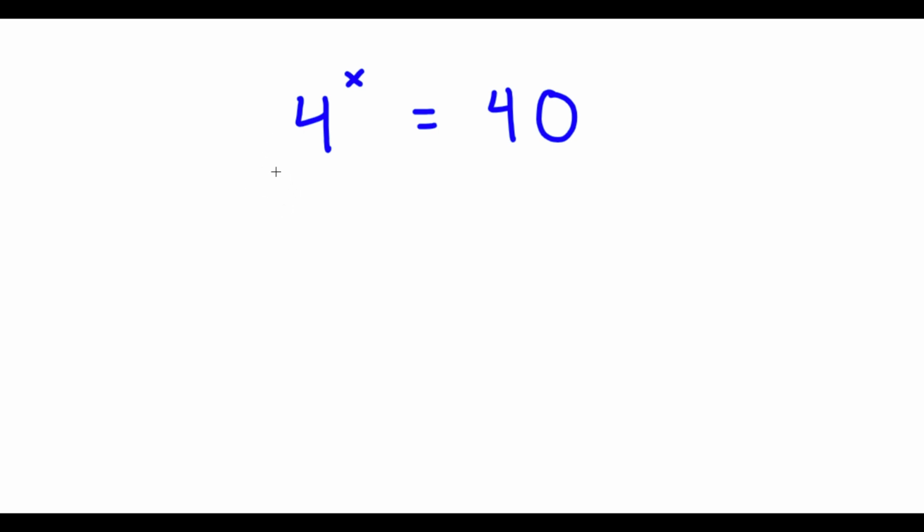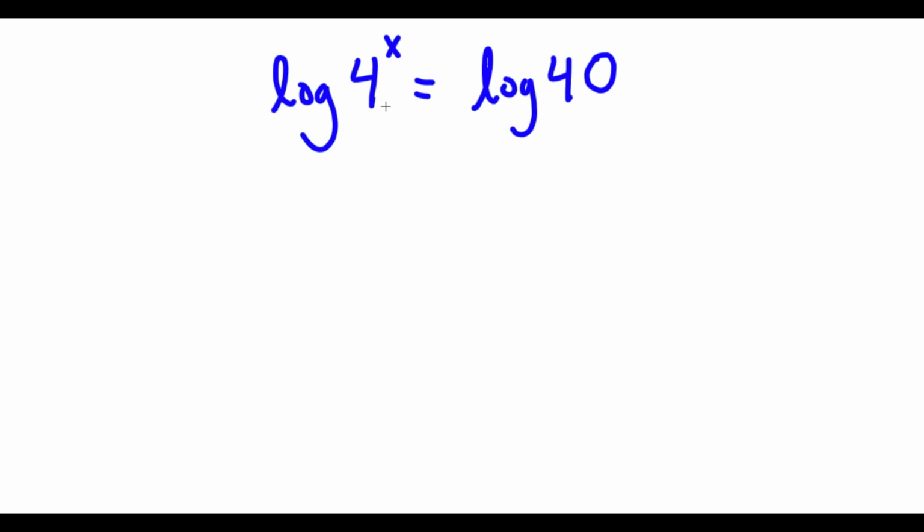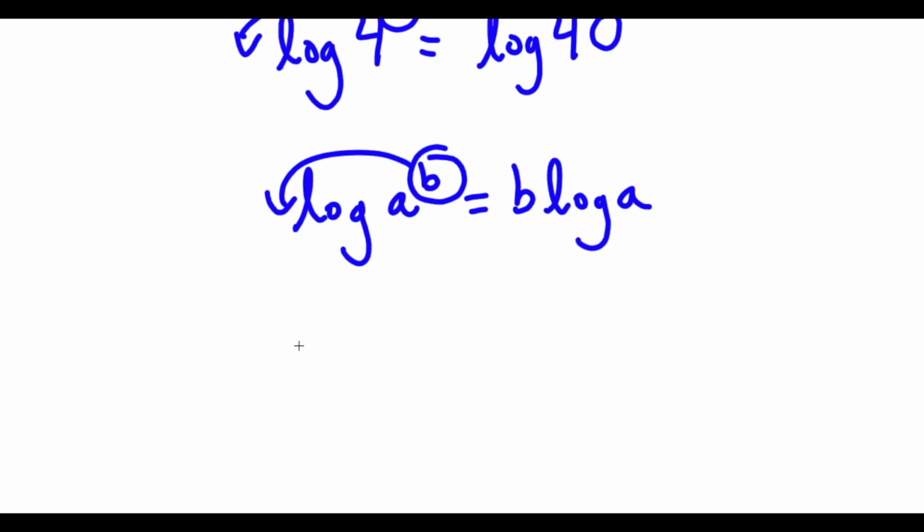Alright, so in this problem, I have 4^x is equal to 40. So to solve this, I'm going to first start by taking the log on both sides. So now I have log 4^x is equal to log 40. Now, if I have something in the form log a^b, I can move this exponent b to the front. So this is equal to b times log a. So in this case, I have log 4^x, so I can move x to the front.